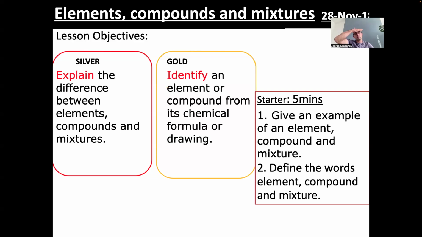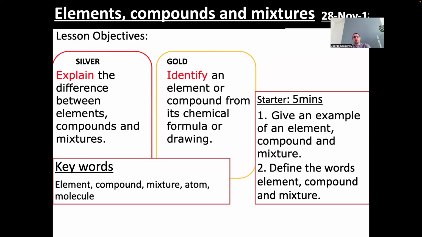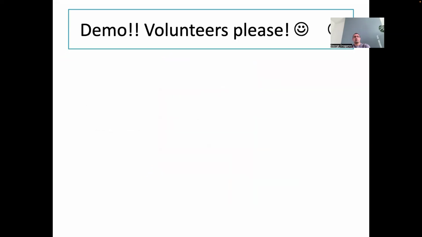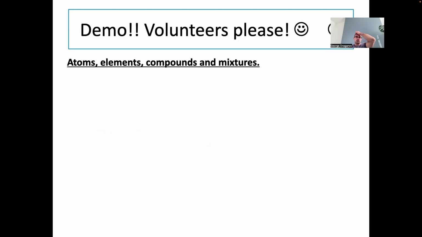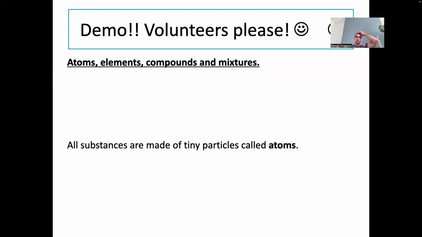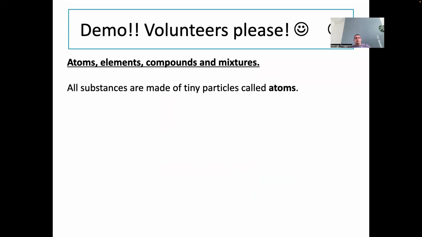And for the gold amount, you need to be able to spot an element or a compound from its particle drawing, or its chemical formula. I would normally show this with some volunteers holding cards, but in today's lesson, obviously, we're not live. So the first thing is that everything is made of tiny particles called atoms.